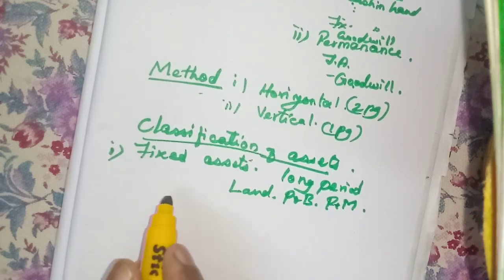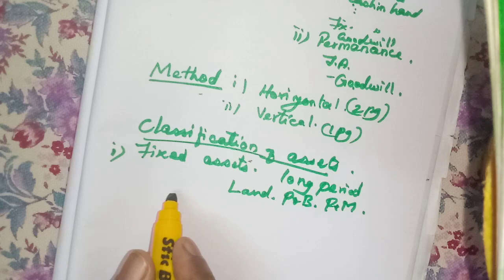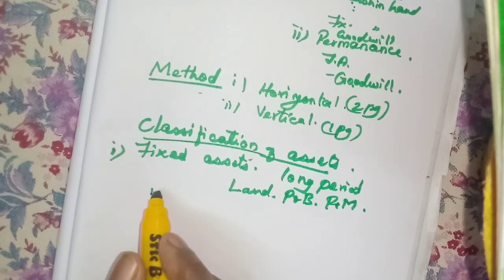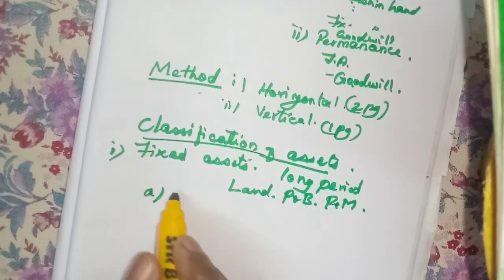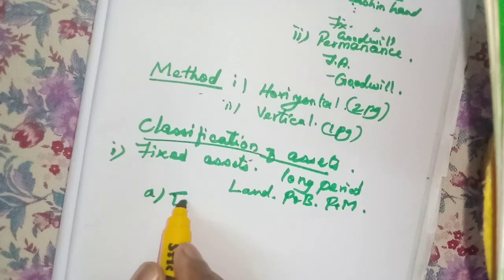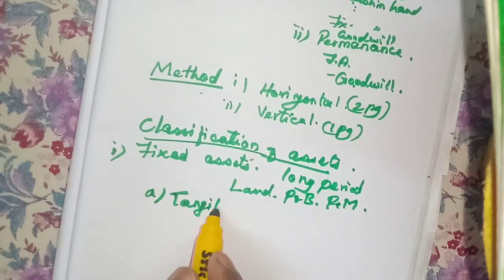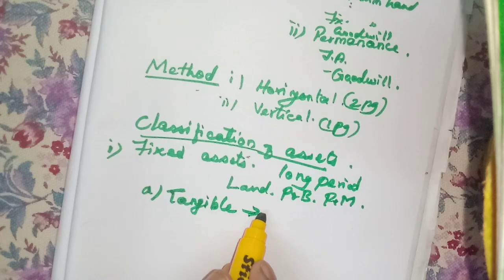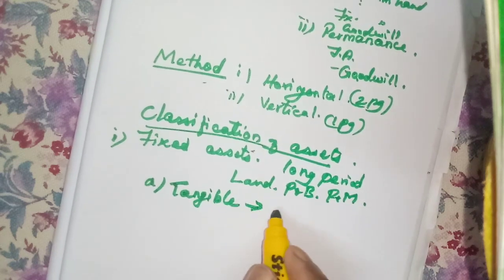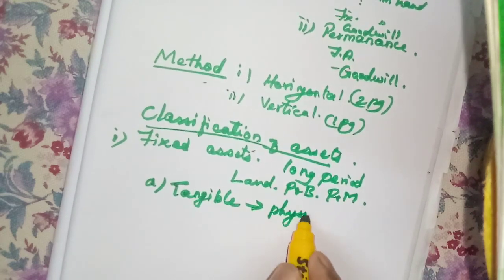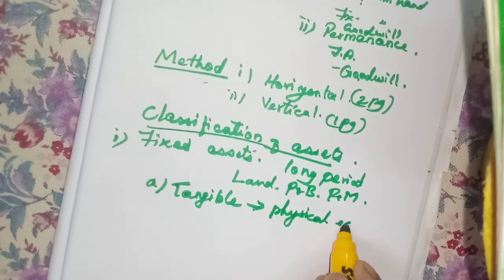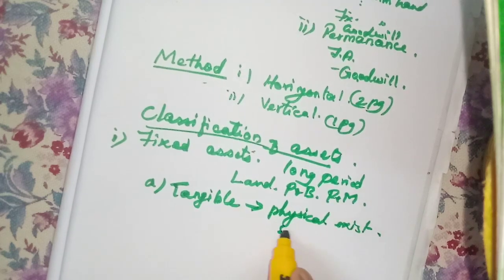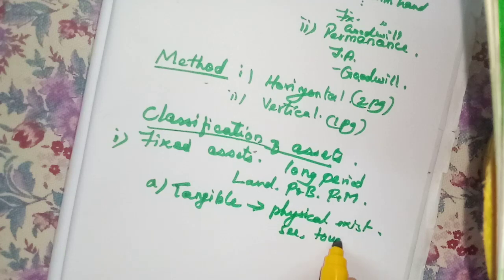Okay, but to use in the organization. Here these fixed assets are again divided into tangible fixed assets and intangible fixed assets. What are tangible fixed assets? These have some physical existence. That means we can see them. Okay, we can see and we can touch.